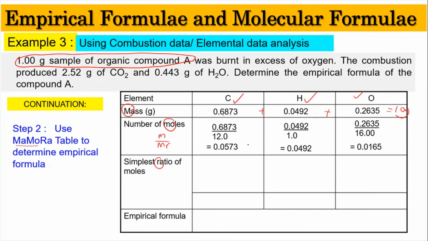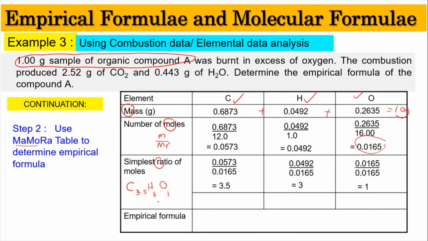So among all these three values, this one is the smallest. So we're going to divide 0.0573 with the smallest value in order to find the simplest ratio. Okay, so once we do the division, we get 3.5. 0.0492 divided by 0.0165, we're going to get 3 for hydrogen. And for oxygen, 0.0165 divided by 0.0165, we're going to get 1. Okay, so you can say that the empirical formula is going to be C3.5, hydrogen 3, and oxygen 1.